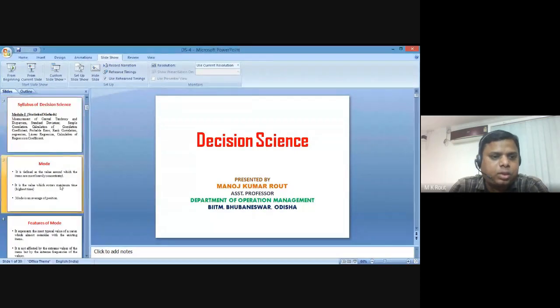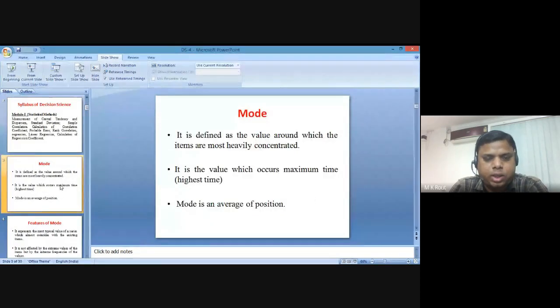Today we are going to discuss how to calculate mode. Before starting this topic, first you have to know the exact definition of mode. The mode is defined as the value around which the items are most heavily concentrated. Second, it is the value which occurs the maximum number of times in a given series of data.